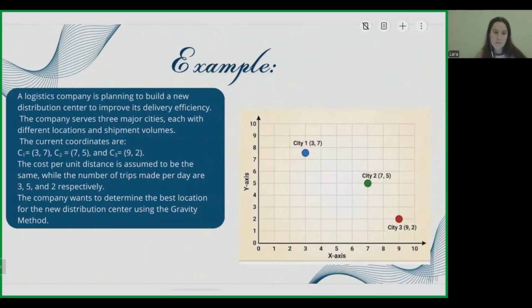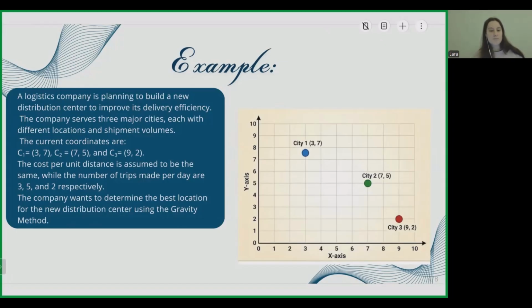Okay, so our example. A logistic company is planning to build a new distribution center to improve its delivery efficiency. The company serves 3 major cities, each with different locations and shipment volumes. The current coordinates are City 1 is at 3,7, City 2 is at 7,5, and City 3 is at 9,2. The cost per unit distance is assumed to be the same, while the number of trips made per day are 3, 5, and 2 respectively. The company wants to determine the best location for the new distribution center using the gravity method.